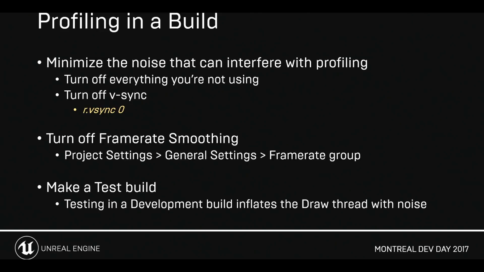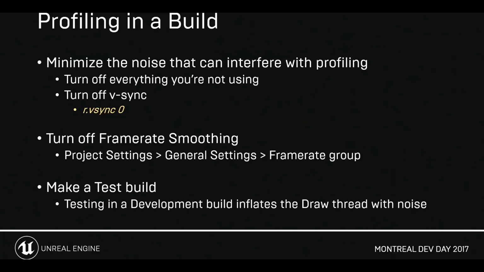So next, turn off frame rate smoothing. If you haven't seen this, you should know where it is. It's in your project settings under General Settings, Frame Rate group. If you noticed, a couple of versions back we made the project settings completely searchable. So just jump in there and search for smoothing. You'll find it really fast.